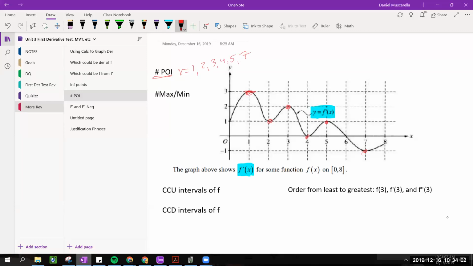And then let's go to this piece and take a look at the concave up intervals. So if I look right here, and right there, and right there, those are the intervals where our function is concave up. Because it's increasing? Because your derivative graph has a positive slope.